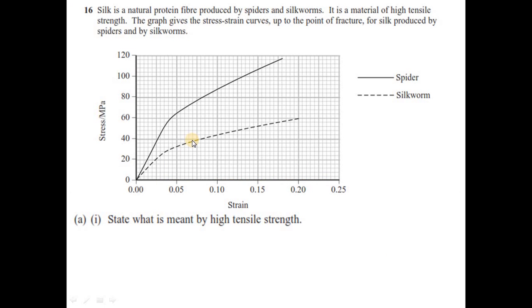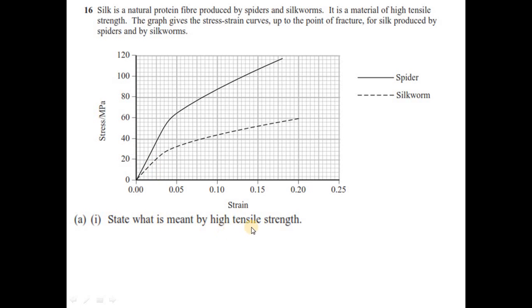16. Silk is a natural protein fiber produced by spiders and silkworms. It is a material of high tensile strength. The graph gives the stress-strain curves up to the point of fracture for silk produced by the spider and by a silkworm. The dotted line is for silkworm and the solid line is for spider.